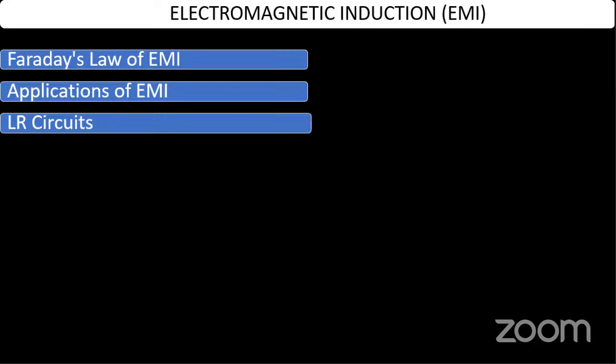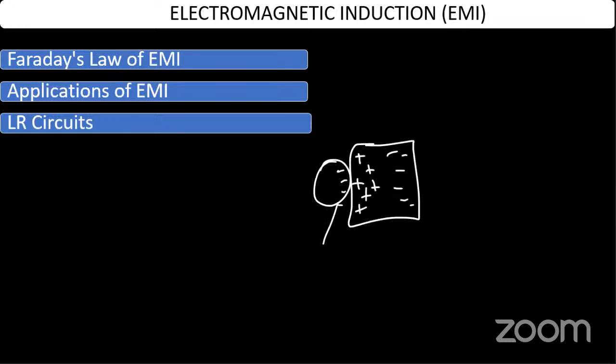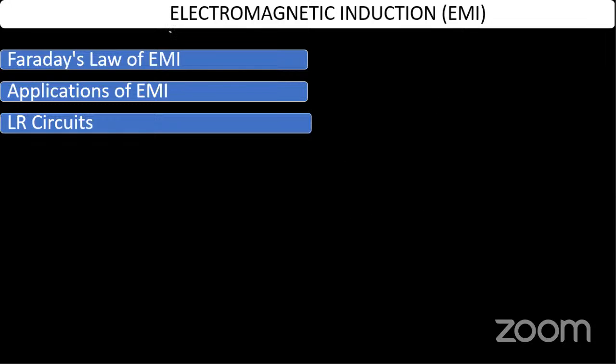So can we say something which is being done by forces, or something which is being done forcefully? In induction, we studied that a neutral wall was forced to become positively charged on one side and negatively charged on the other side when a negatively charged balloon was brought near it. So this was the induction which we learned. Similarly, here we are going to learn about electromagnetic induction. So we are going to start a new chapter, electromagnetic induction. We'll be learning about Faraday's laws of EMI, applications of EMI, and LR circuits in this entire chapter.